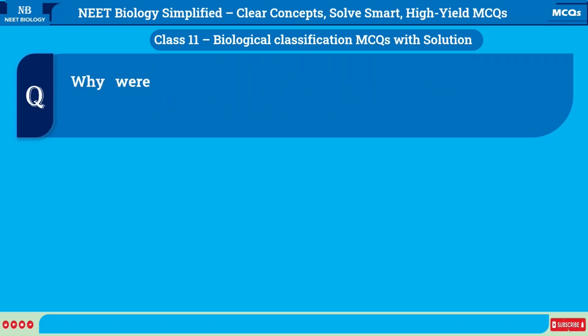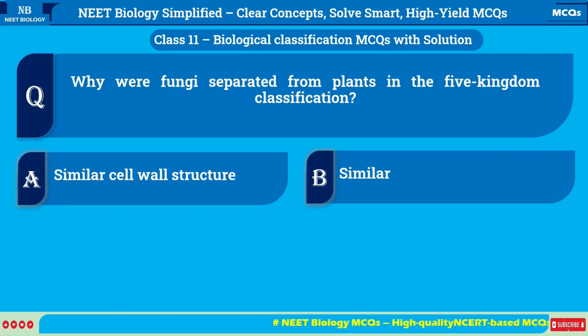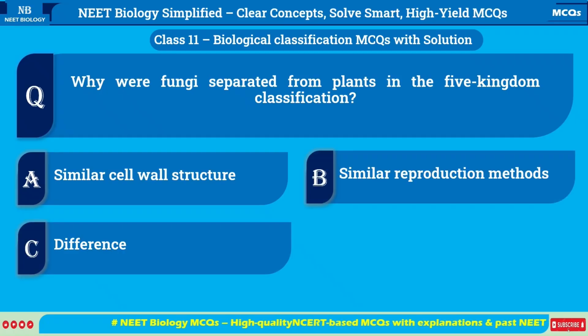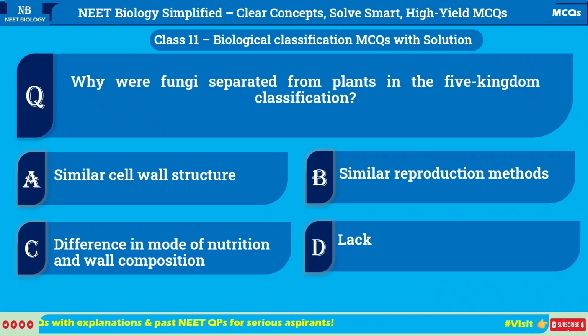Why were fungi separated from plants in the 5-kingdom classification? A. Similar cell wall structure. B. Similar reproduction methods. C. Difference in mode of nutrition and wall composition. D. Lack of nucleus.